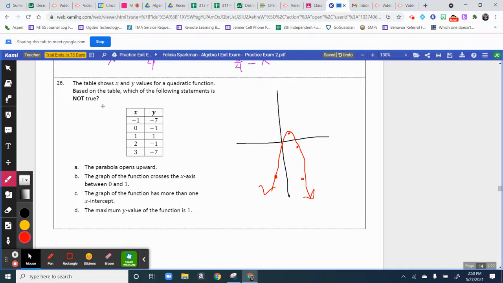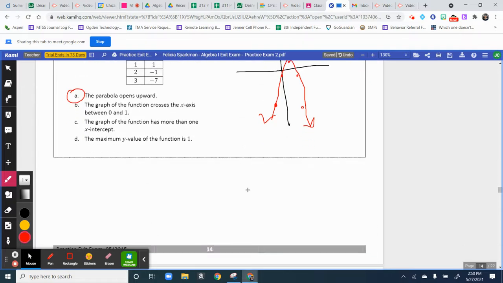Which one is not true? The parabola opens upward. This is opening down, right? The bottom of it is what's bigger. Done. I don't even care about the rest. I want to know which one is not true. That one is not true. Move on. When you're dealing with tests like this, if you get one, keep going. All right.